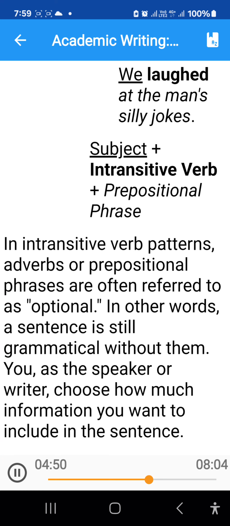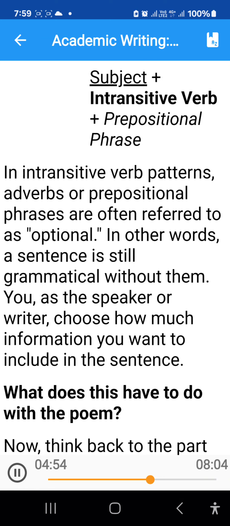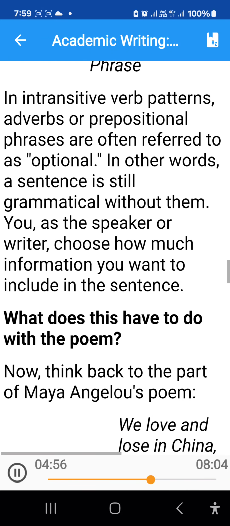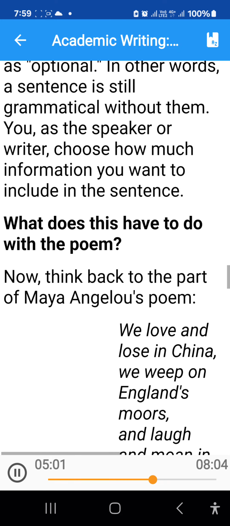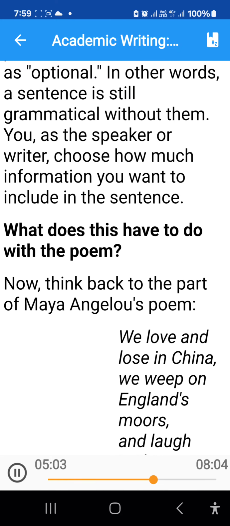In intransitive verb patterns, adverbs or prepositional phrases are often referred to as optional. In other words, a sentence is still grammatical without them. You, as the speaker or writer, choose how much information you want to include in the sentence.